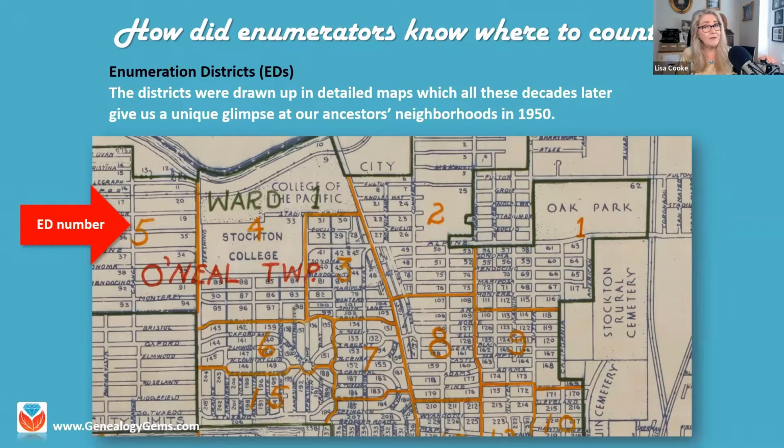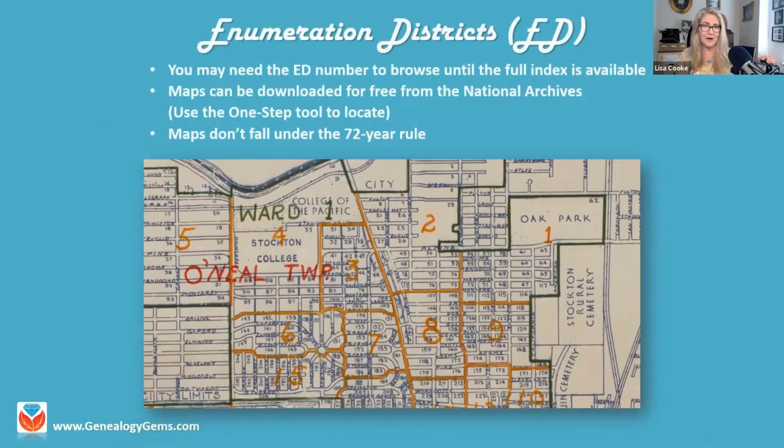And of course, right now, between now and the time that the index is fully done and complete, ED numbers are super important if you really want to be able to find people right away in the records in the current state that they are, which are not fully indexed. Although we have a little more indexing than maybe you might have realized. We'll talk about that in a second. So you might need, again, this ED number in order to browse the records and find people.